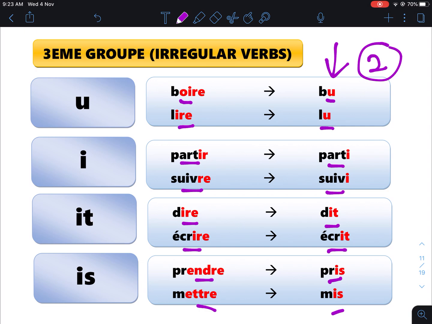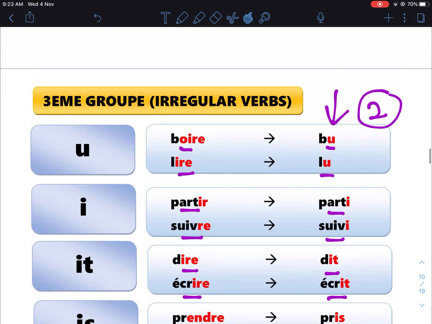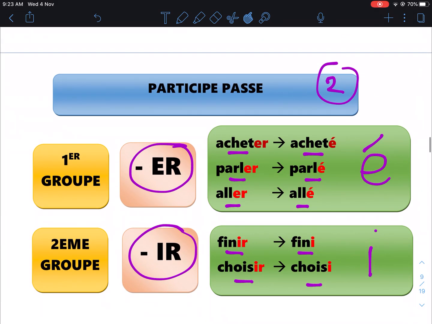Alright, now again, let's look at the group 1 and 2. Okay, so this is the past participle.